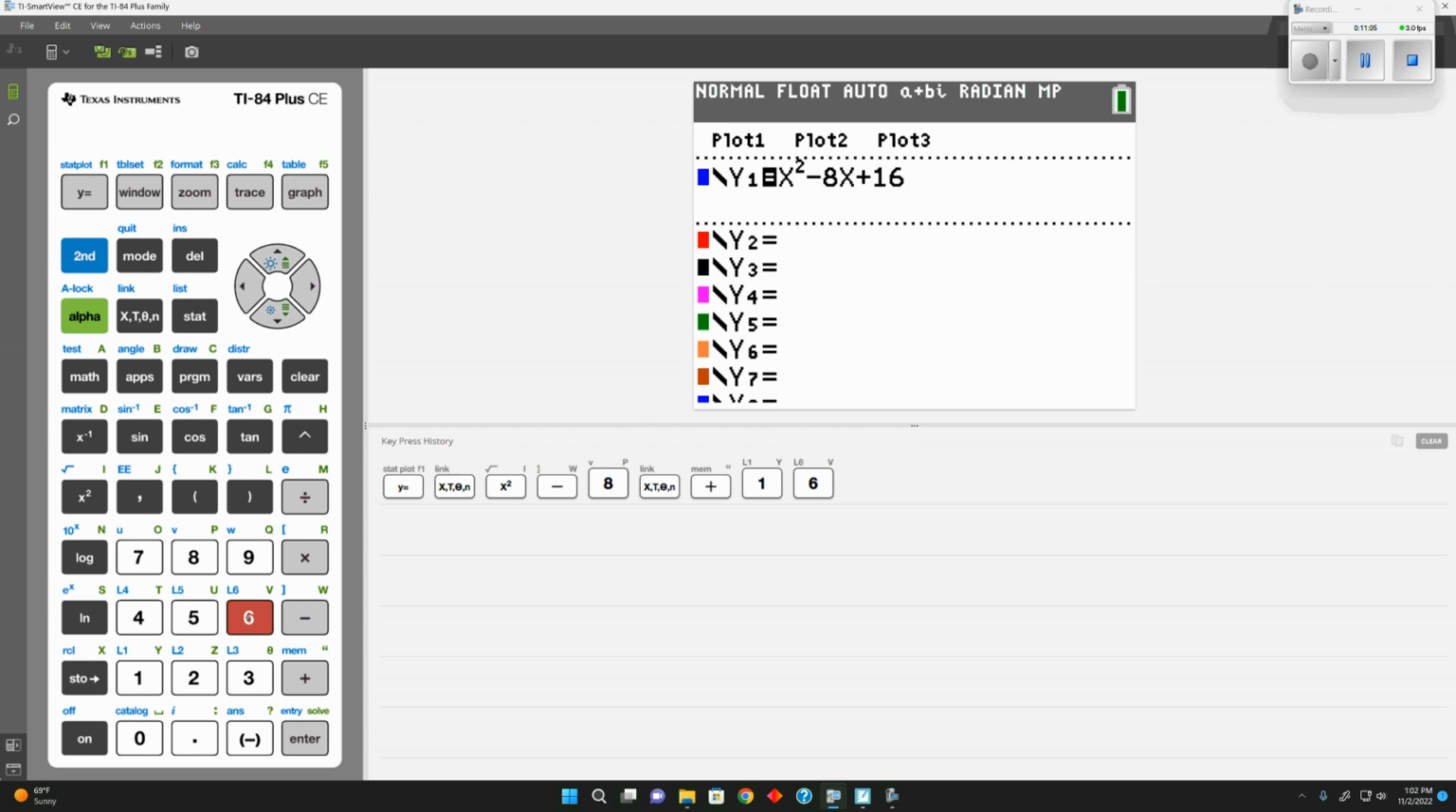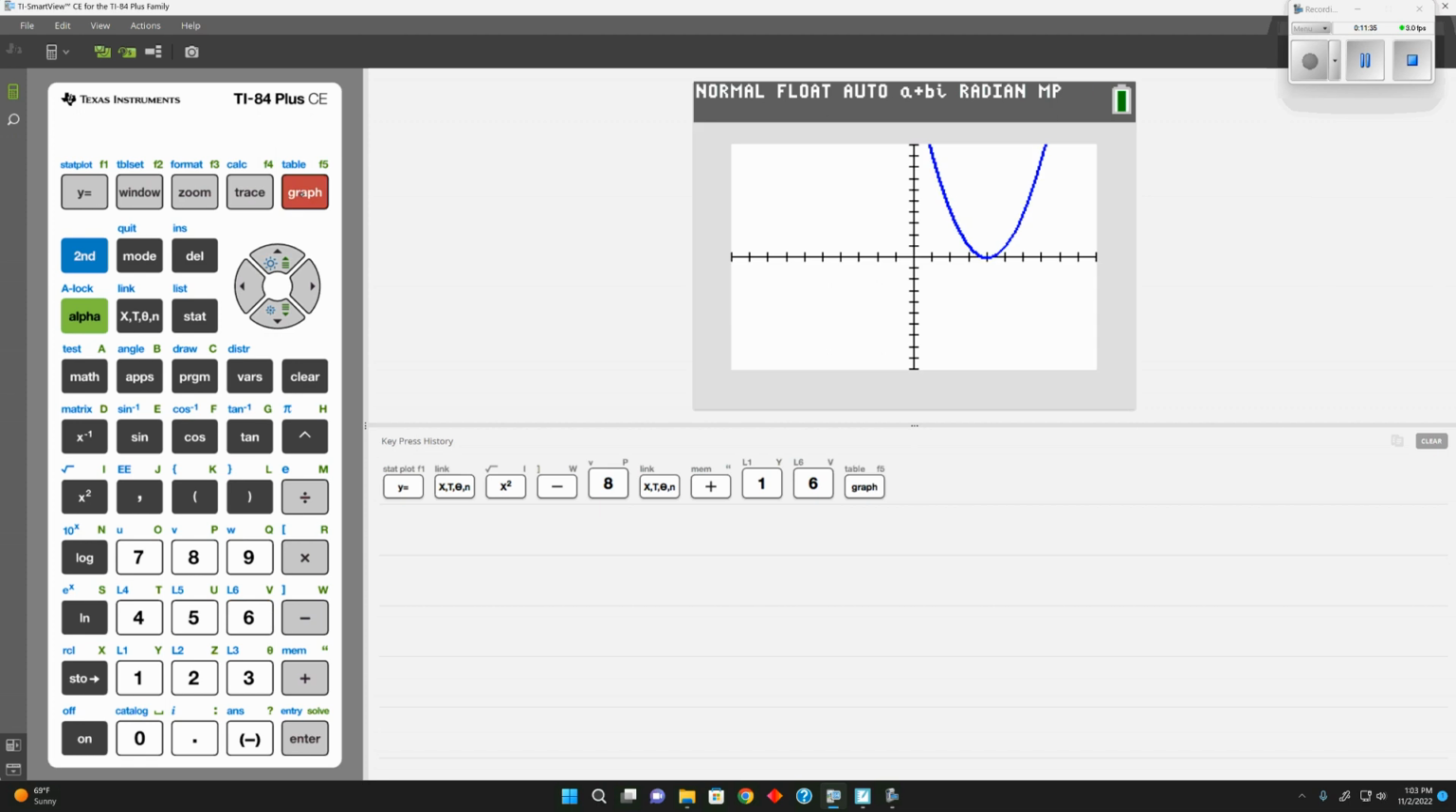So x, we can use this. And then we can say squared. And it's minus 8x plus. And then we can hit graph. And there's the graph. So we hit graph. So we have this here.